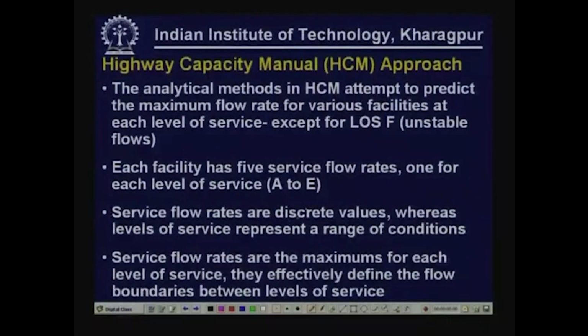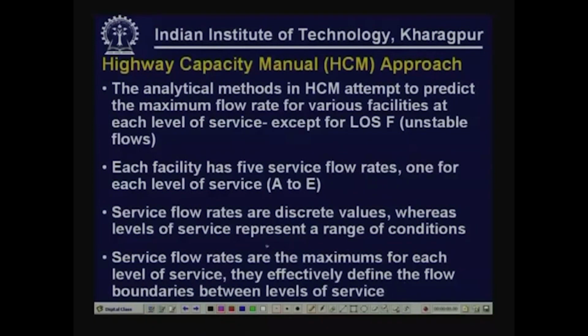What is the maximum traffic flow rate that is possible maintaining a given level of service? So, these are essentially boundary values. Obviously, service flow rates are discrete values, but level of service represents a range of conditions. Service flow rates are the maximums for each level of service. They effectively define flow boundaries between levels of service.